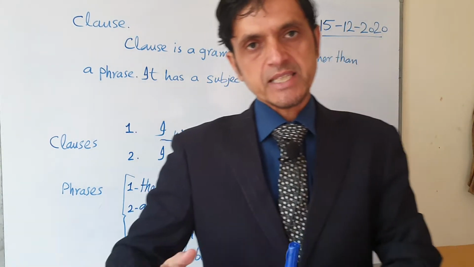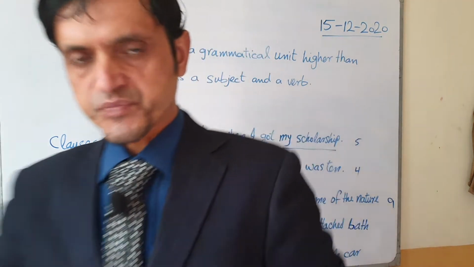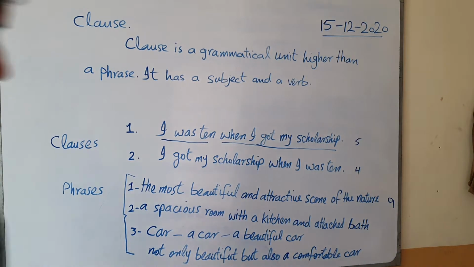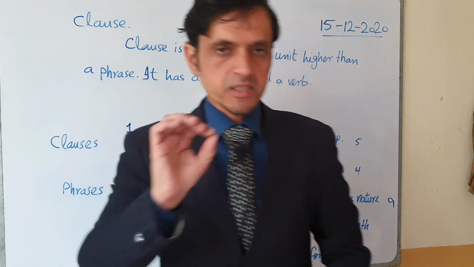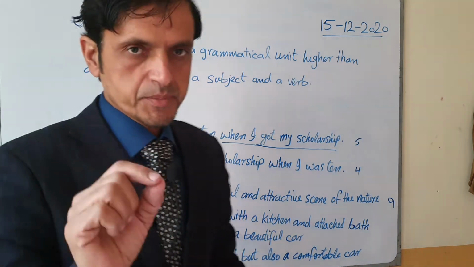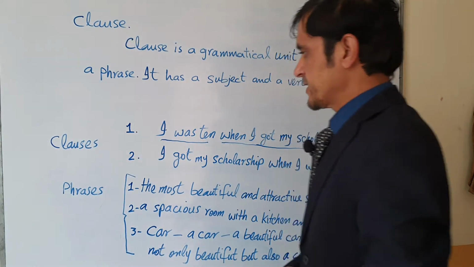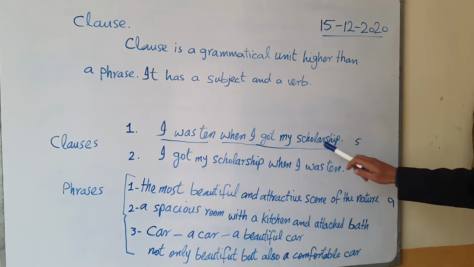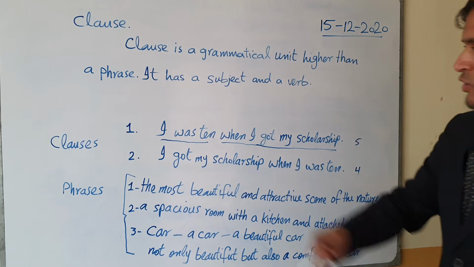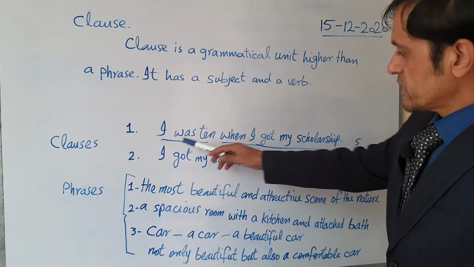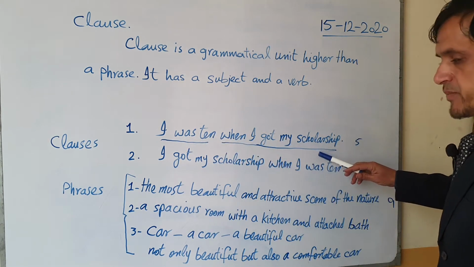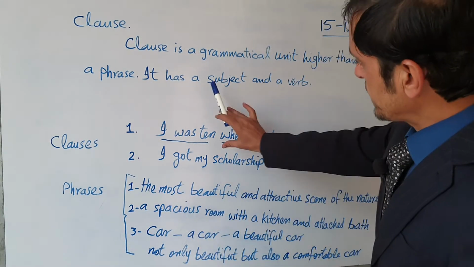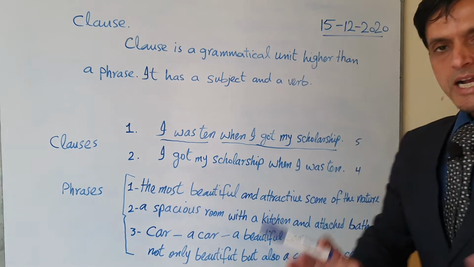So if it has a subject and a verb, first of all we will discuss this point, how we will understand it. Look at this example. I was 10 when I got my scholarship. So, I was 10, this is one clause. When I got my scholarship, this is another clause. Both of them are clauses in this complete structure. This is a complex sentence.